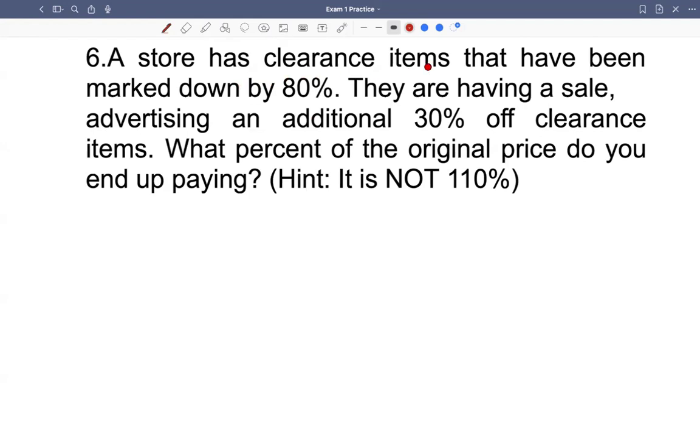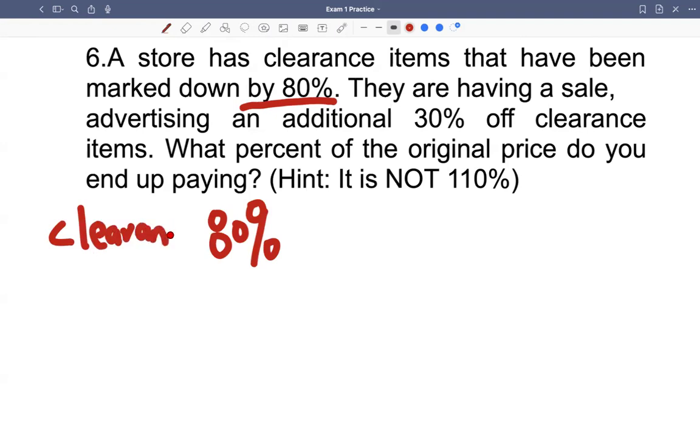A store has clearance items that have been marked down by 80%. So marked down by 80%, then this is a clearance price. 80% of the original, right? The original price we didn't know. Let's say that's X.